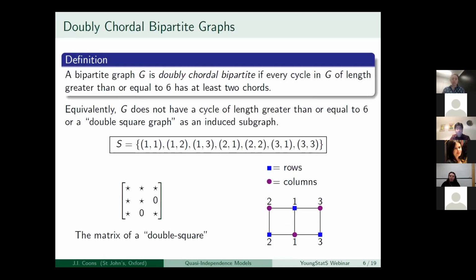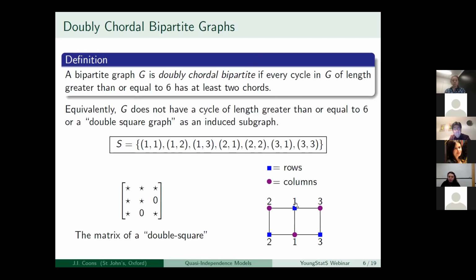A key property of these bipartite graphs that we'll be interested in is when they're doubly chordal bipartite. What this means is that every cycle in my bipartite graph of length greater than or equal to 6 has at least 2 chords. An equivalent characterization is that G does not have a cycle of length greater than or equal to 6, or what we call a double square graph, as an induced subgraph.